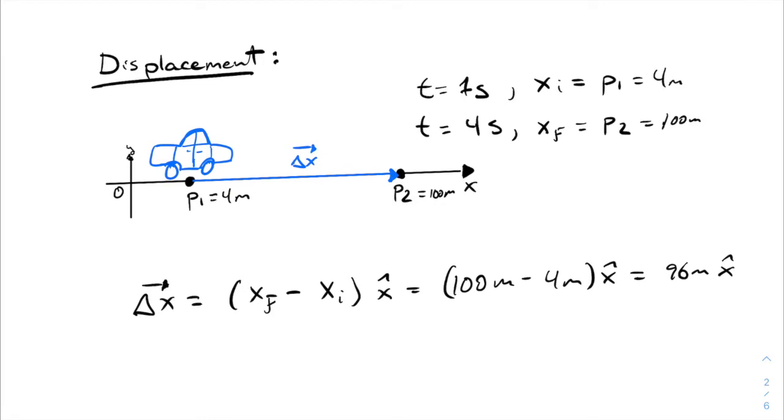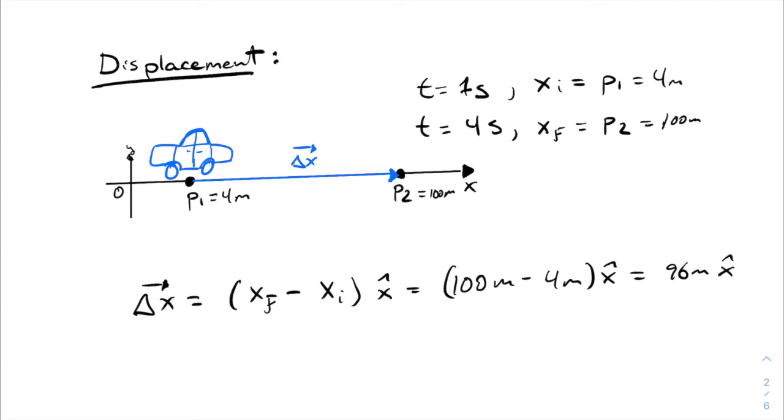So let's say that after the clock starts ticking, after 1 second, this car has an initial position P1 equal to 4 meters. And then after 4 seconds, this car has a final position P2 equal to 100 meters. Now the initial position and the final position are all with respect to the origin, as we can see here.